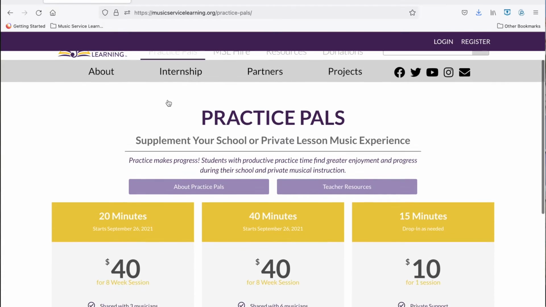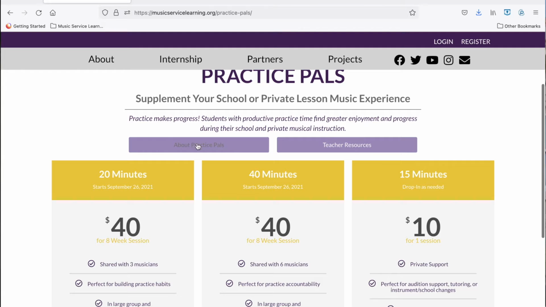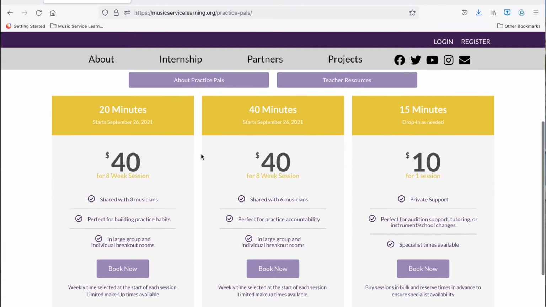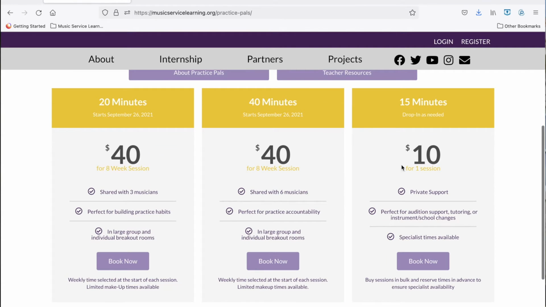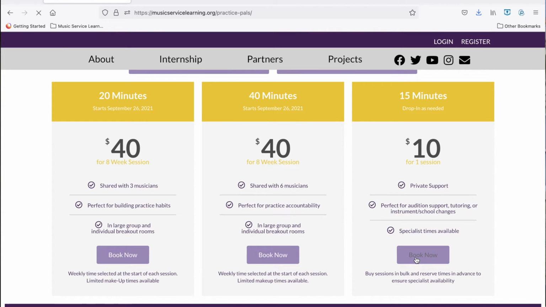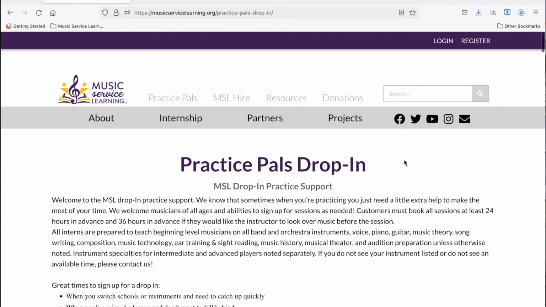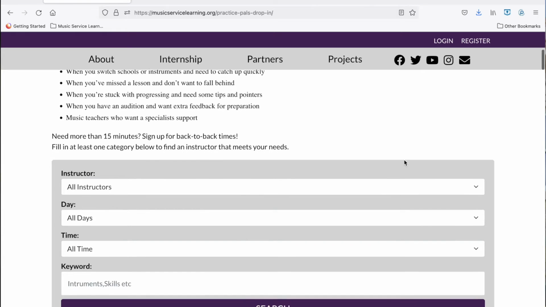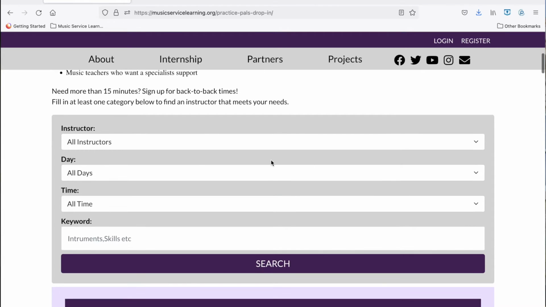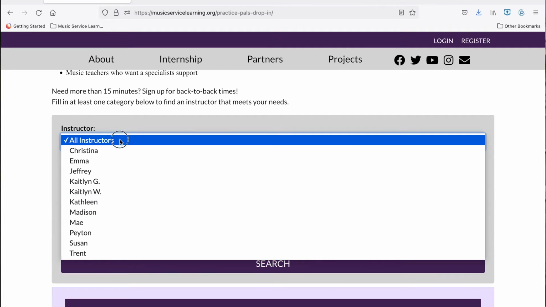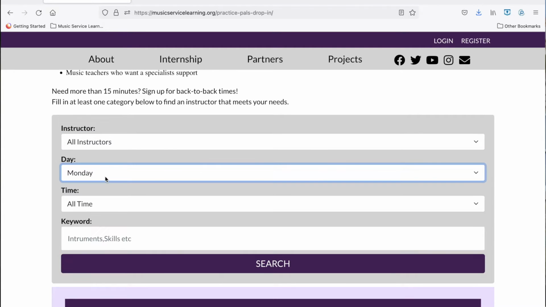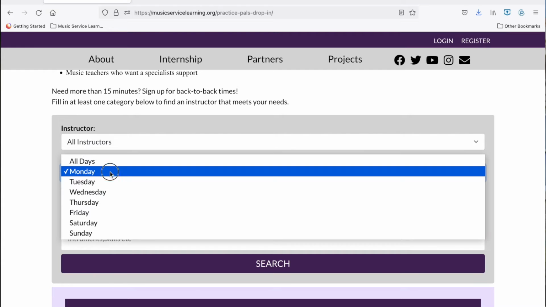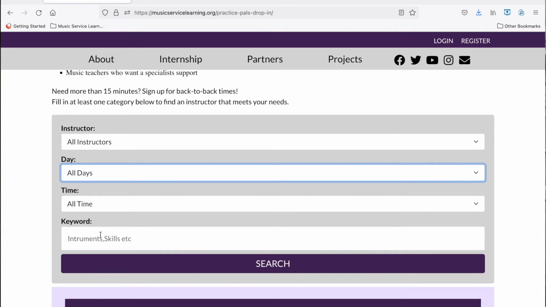Once you press the Practice Pals tab, you'll be able to go and read about Practice Pals, or if you know which session you would like to book, you can click that right away. If you're booking for a 15-minute drop-in session, there are lots of times teachers available, and so you can search by an instructor if you know who you're looking for, by day of the week, by certain times, or by keyword if you need an instrument specialist.